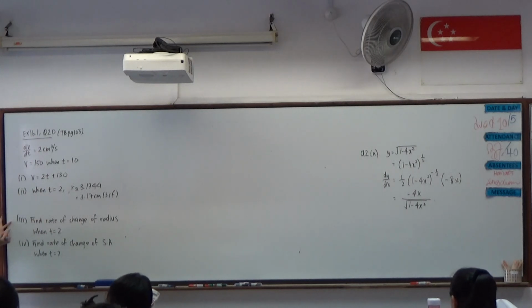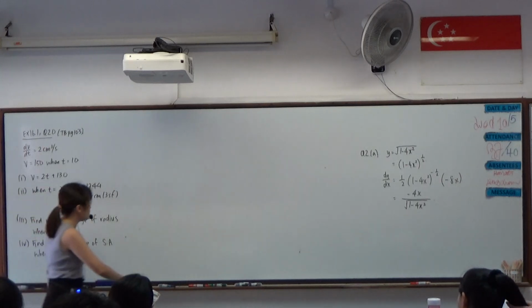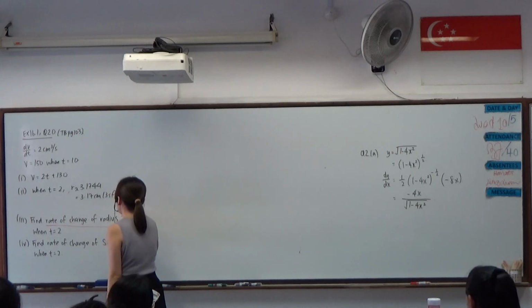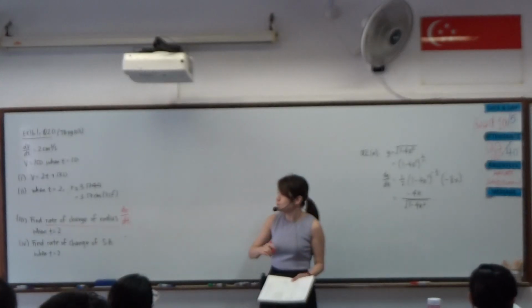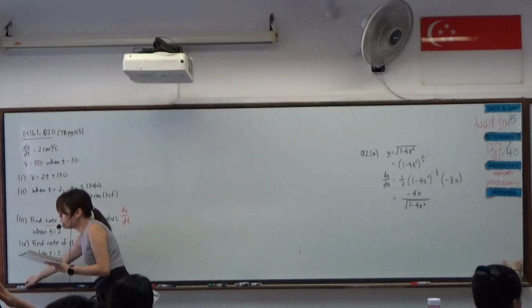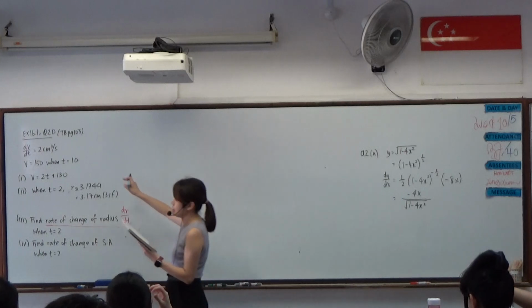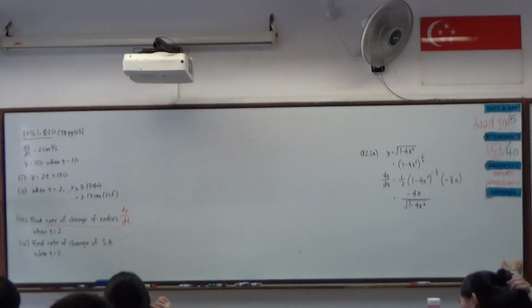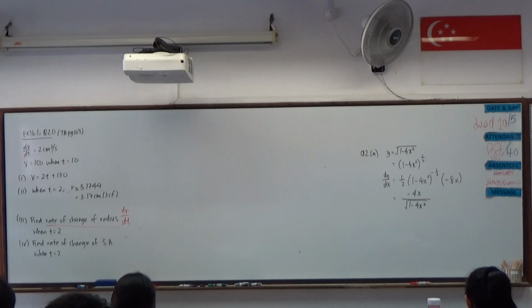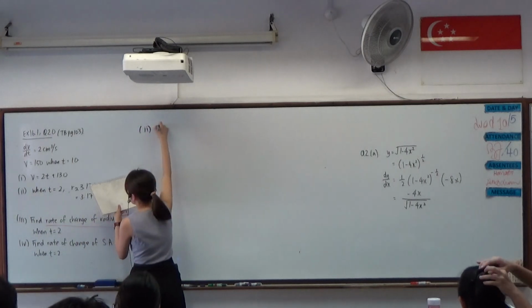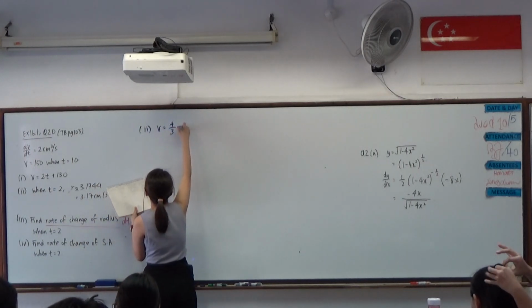Now in part 3, we want to find out what is the rate of change of radius when t equals 2. In other words, we are trying to find out what is dr over dt. In order for us to find that, we do know what is dV over dt, and we can find out what is dV over dr. In fact, yesterday, did we find dV over dr? No. Yesterday we did recall also in part 2 that V equals 4 over 3 pi r cubed.